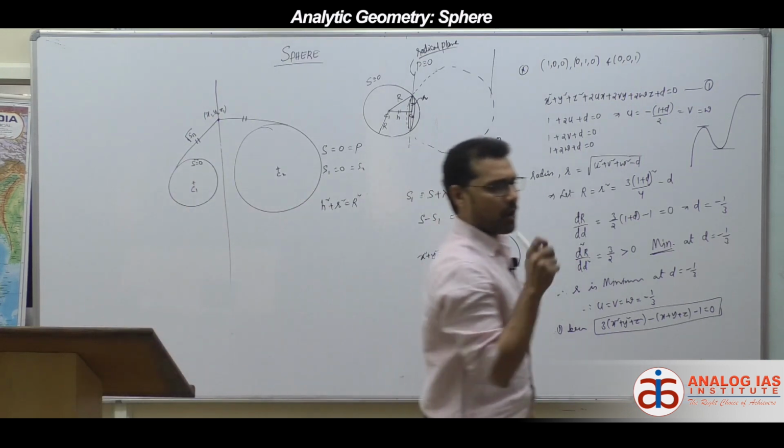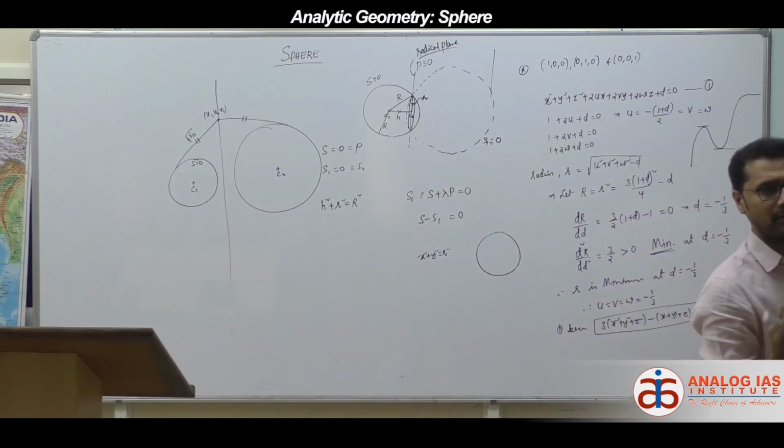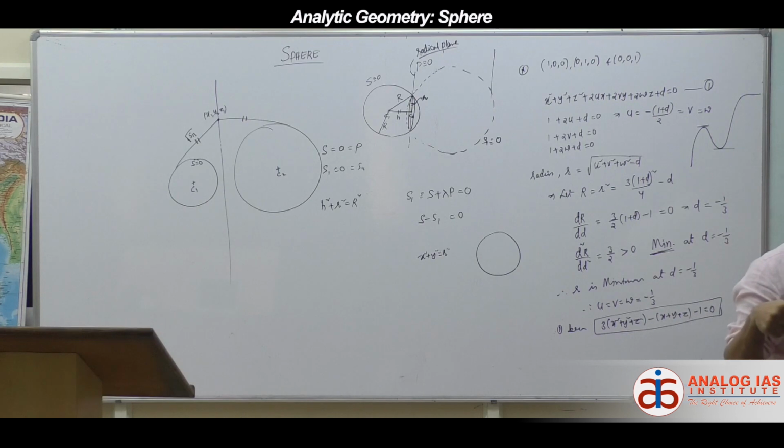First thing is, how many such tangent lines can be drawn from an external point to a sphere? Infinitely many. All of them will be of the same length. They cannot be of different length. From an external point, if you drop tangent lines to the sphere, all those tangent lines will be of the same length, exactly equal to square root of S11.